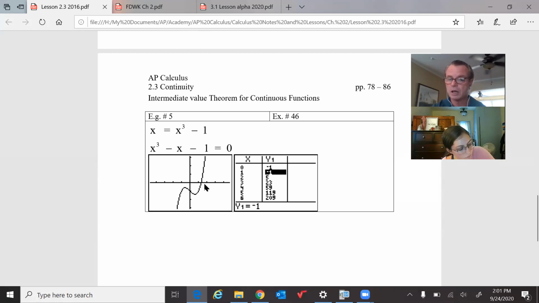It does. I don't care. It crossed the axis somewhere between 1 and 2. That's why I highlighted this. I don't care what the value is. Between 1 and 2, we can do second trace 0. There is a number, a real number, that is 1 less than its cube. All right, so that's not that critical. So here's what's going to happen.